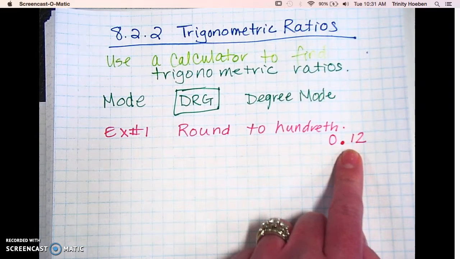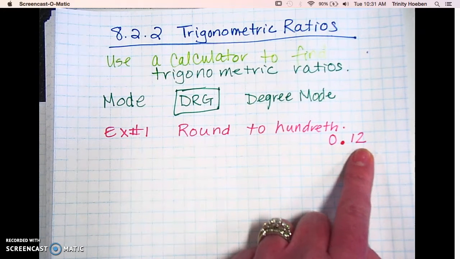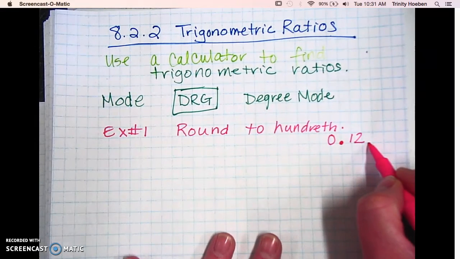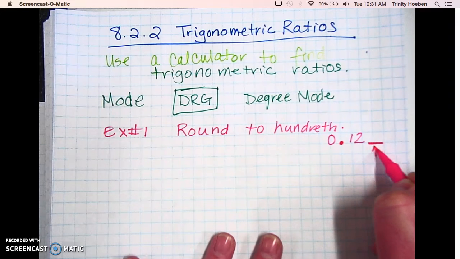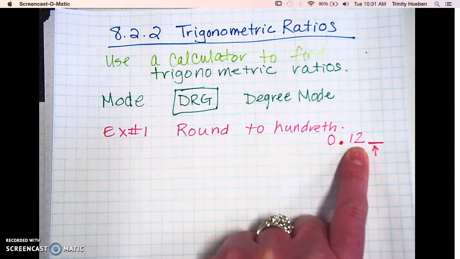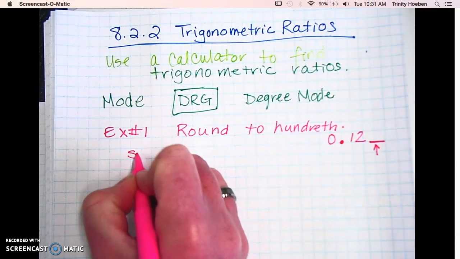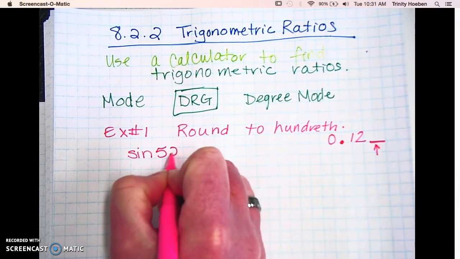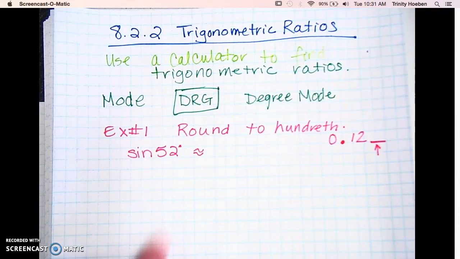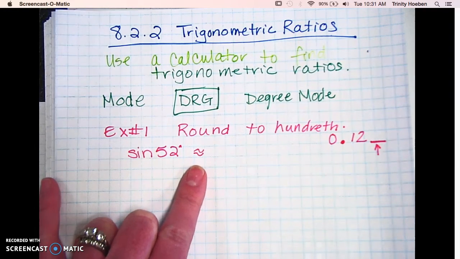And then you'll have 2 numbers after the decimal. So the first number is considered the tenths. The second number after the decimal is considered the hundredths. And so that's how many places. But you actually have to look to the third spot. Whatever number here is going to determine whether this number stays the same or whether it rounds up. Okay? So we're going to find the sine of 52 degrees. And our answer, we're going to round to the nearest hundredth. So we're going to put a wavy equal sign to show that we're rounding.